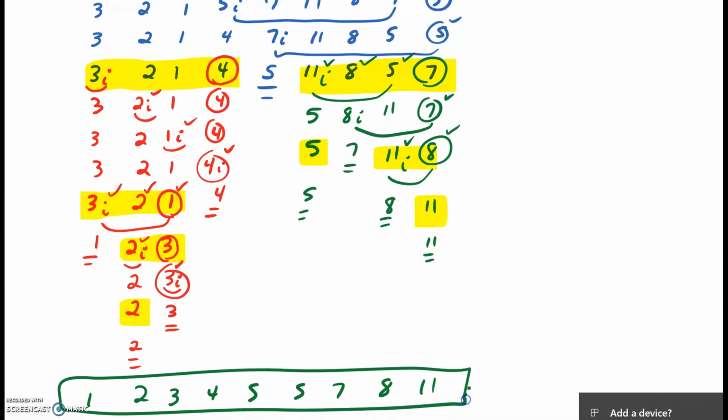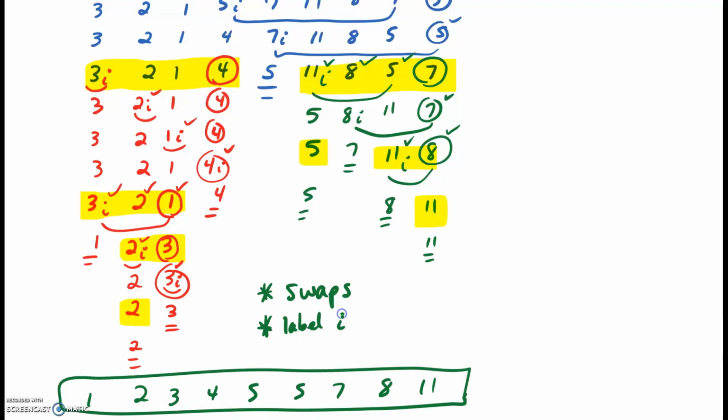And there you have it. There is Quicksort. Make sure when you are showing me your work for Quicksort, things that I need to see: I need to see your swaps, and I need to see you label your I value. That is very necessary. That is how you show me that you understand the algorithm.